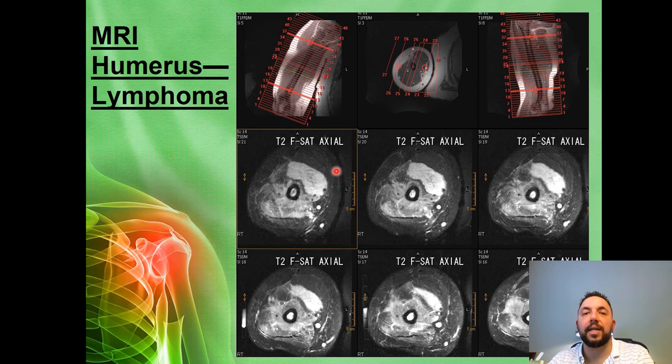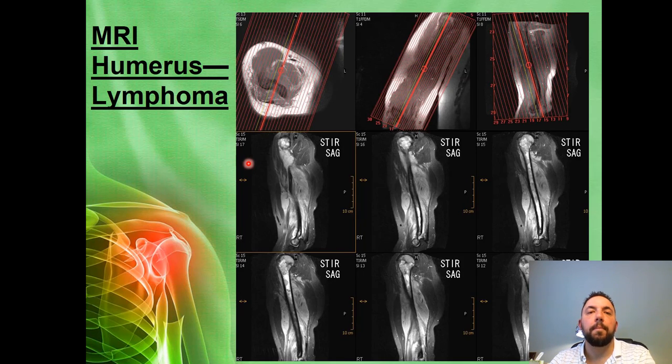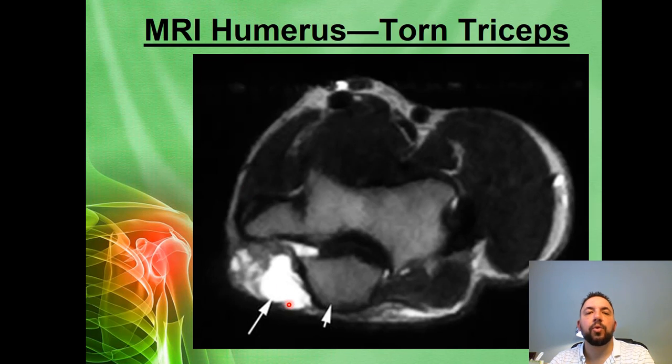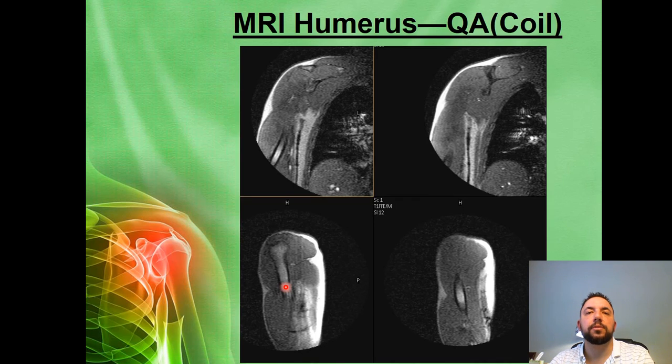On a T2 fat sat axial, muscle, bone, and fat are all dark. When there's pathology, you'll have a hyperintense signal intensity in both the muscle and in the bone. STIR sag, same thing. You see the invasive nature from the entirety of the humerus and the muscular involvement as well. Torn triceps muscle in the humerus.